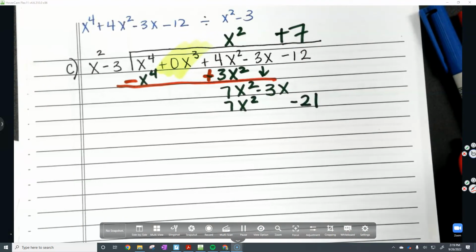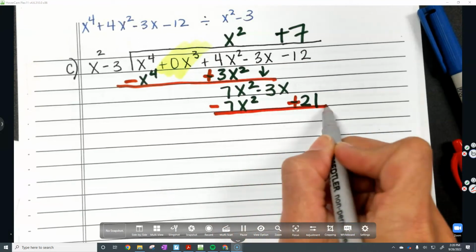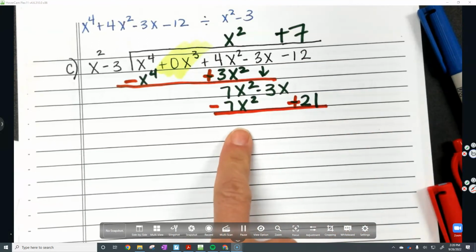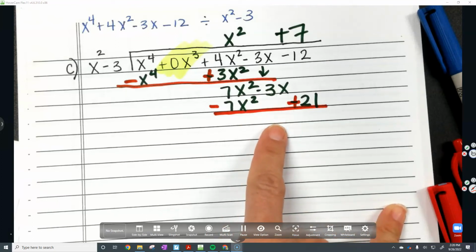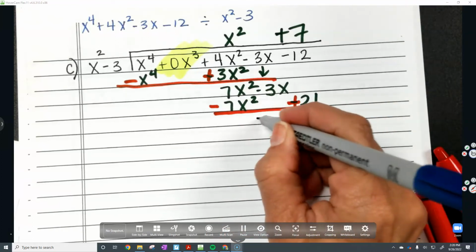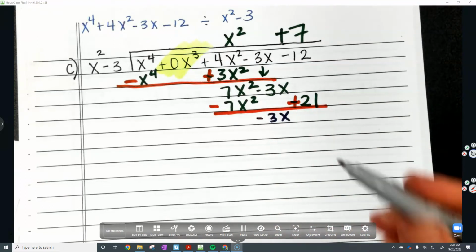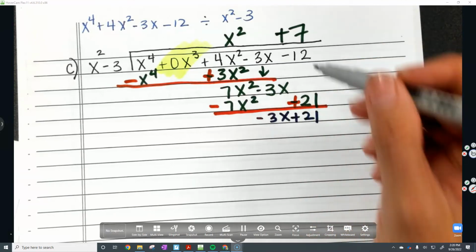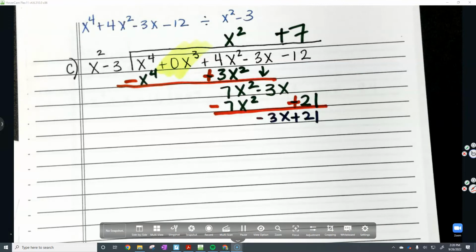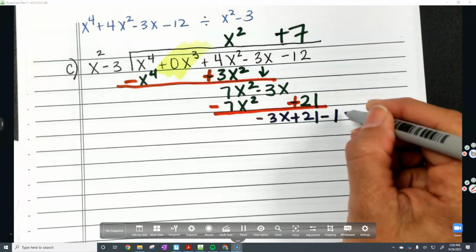Let's change the signs. All right, our quadratic terms finally cancel out. Y'all, we have like a dangling negative 3x. You have to bring that down. Y'all, that negative 21, we didn't do anything with it. It's still in our work. And don't forget, we have to bring down the next number. We're on our next round, so we have to bring down that negative 12.